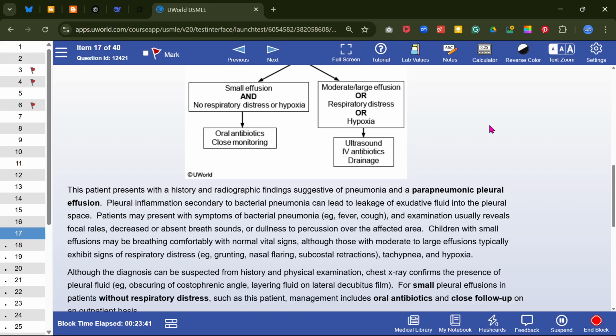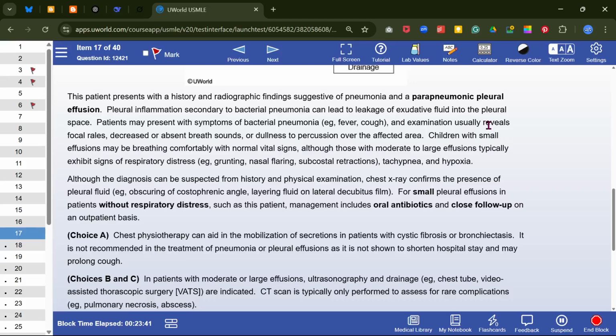Children with a small effusion may be breathing comfortably with normal vital signs, although those with moderate or large effusion typically exhibit signs of respiratory distress: grunting, nasal flaring, subcostal retraction, tachypnea, and hypoxia. Chest X-ray confirms the presence of pleural fluid obscuring the costophrenic angle, with layering fluid on lateral decubitus frame for small pleural effusion in a patient without respiratory distress such as this. Management includes oral antibiotic and close follow-up on an outpatient basis.